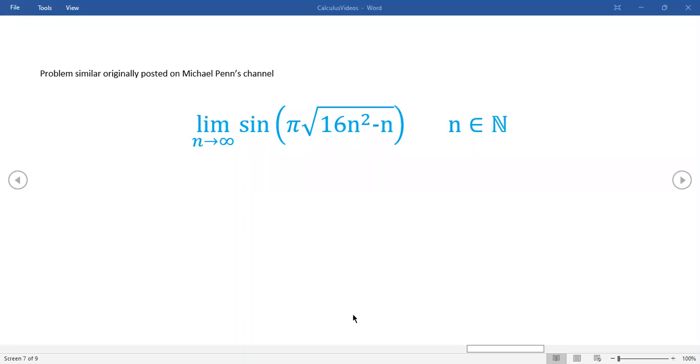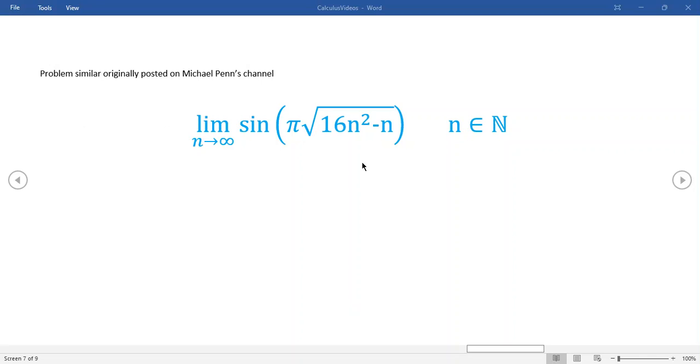Okay, folks, there was one like this posted on Michael Penn's channel that created a little bit of controversy. His problem, I think, was 4n squared. And some of the viewers thought it was more like a continuous, like x approaches infinity, that wasn't made clear that n was a natural number. But this is definitely the case where n is a natural number, you know, a natural number being 1, 2, 3, 4, 5. And so these are discrete points which create a sequence. And the question is, does this sequence converge?